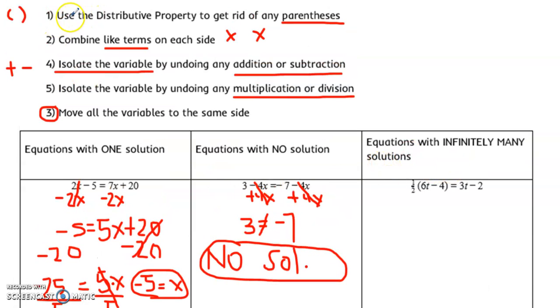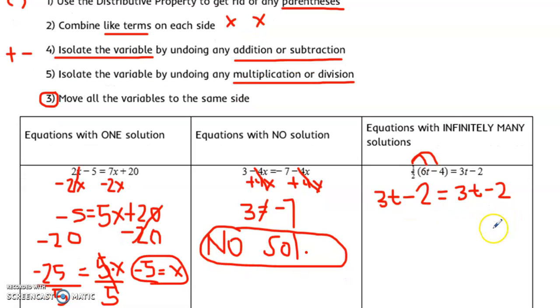Alright, we're going to use the distributive property to get rid of our parentheses. So we've got to distribute this outside number in here. So 1/2 times 6, we're basically doing 6 divided by 2, which is 3t. And then 1/2 times -4 is -2. And then bring down everything on the other side, our 3t minus 2. Okay, now we've got the exact same thing on both sides. 3t minus 2 equals 3t minus 2.